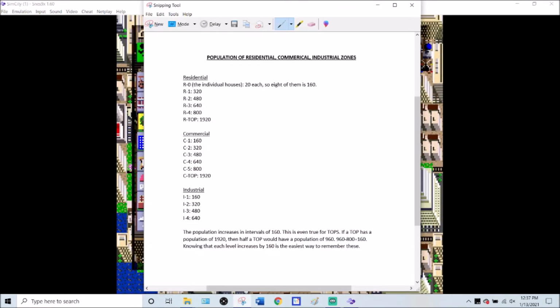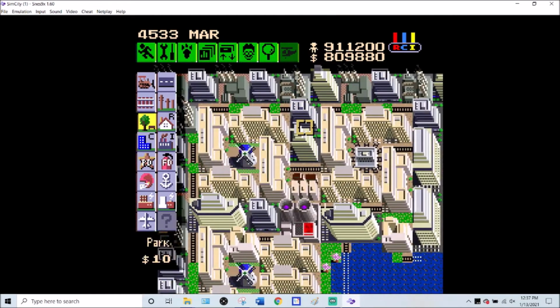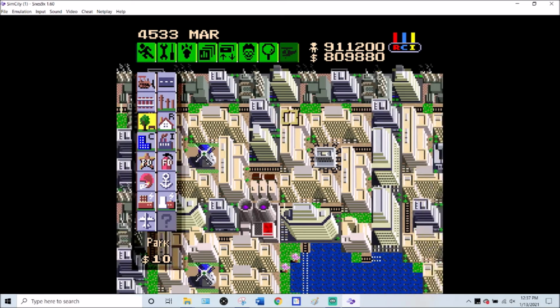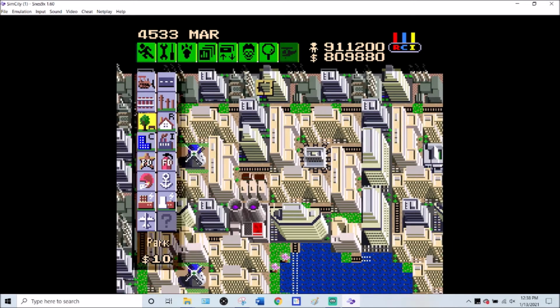So when looking at these values, each step doesn't correspond to the different kinds of residential zones. It corresponds to the different levels as they are developing. This is also true for commercial zones as well. This C high has a population of 800, and this C upper has a population of 800 as well. There are also I highs and I lows. This I high has a population of 640. This I low has a population of 640. They share the same population.